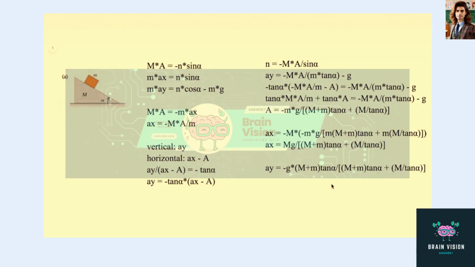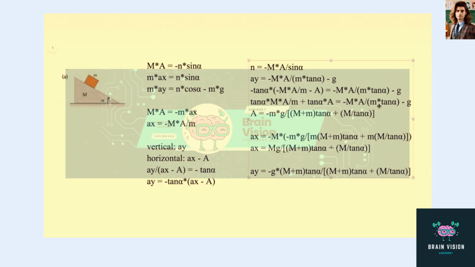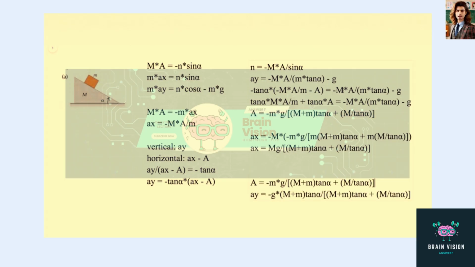So this is all a bunch of kind of messy algebra, but we should end up with these three final equations. I'll just copy and highlight them down here so that it's clear what the final results are. So here's our final A of the block, AX of the wedge, and AY. I'm sorry, this is A of the wedge, AX of the block, and AY of the block.